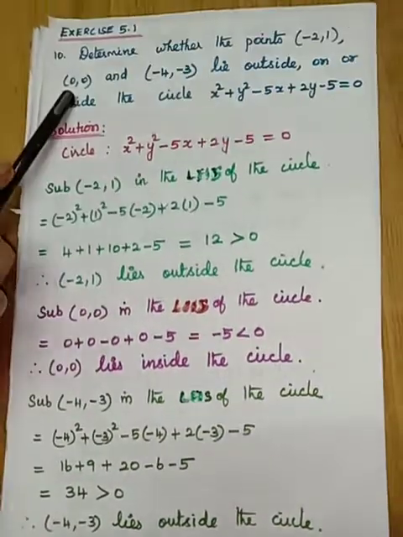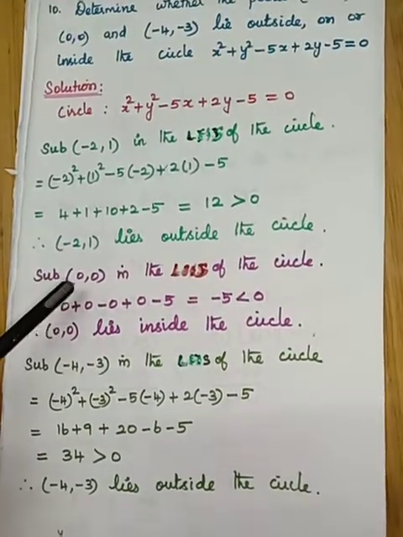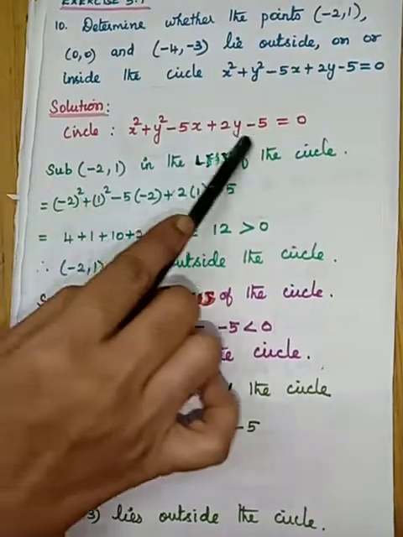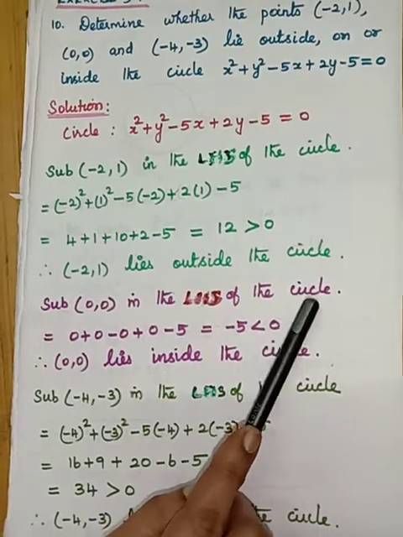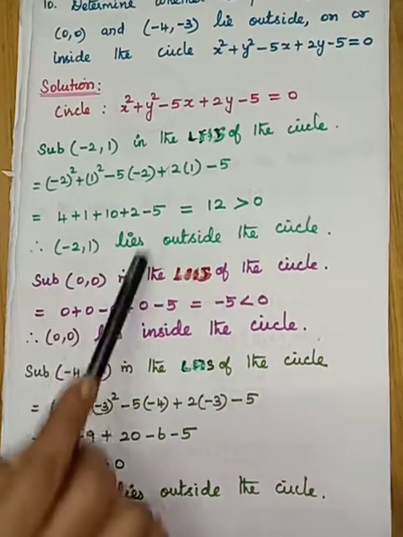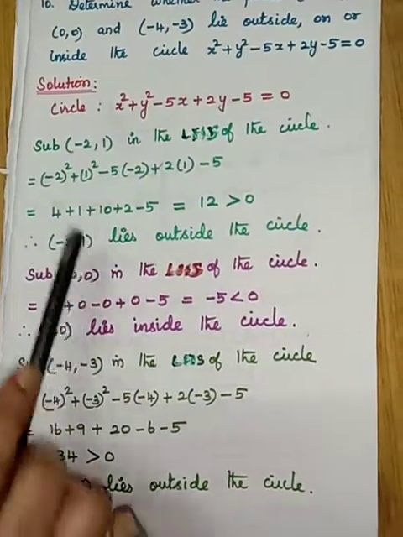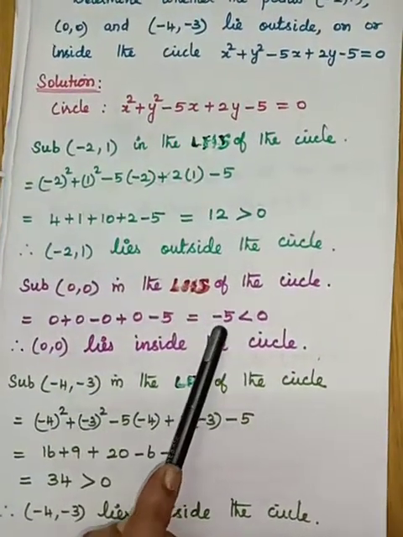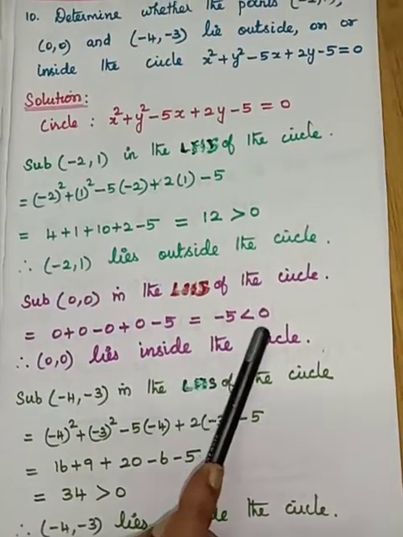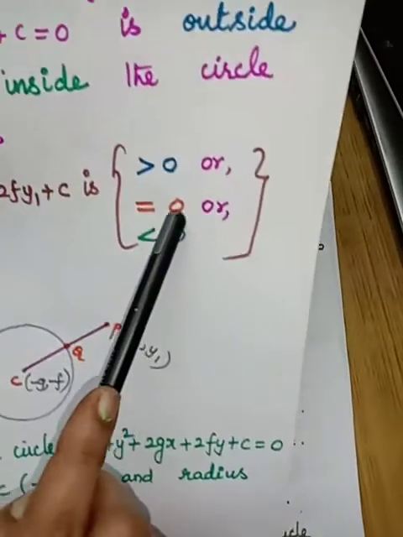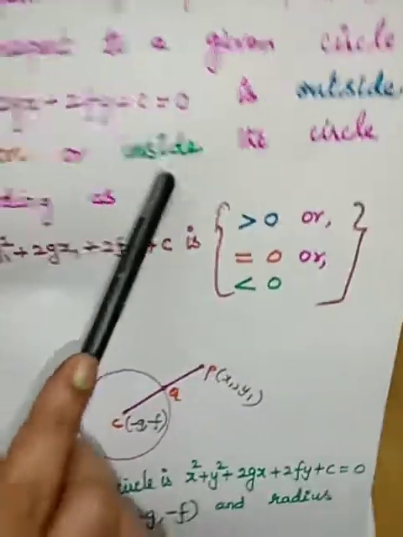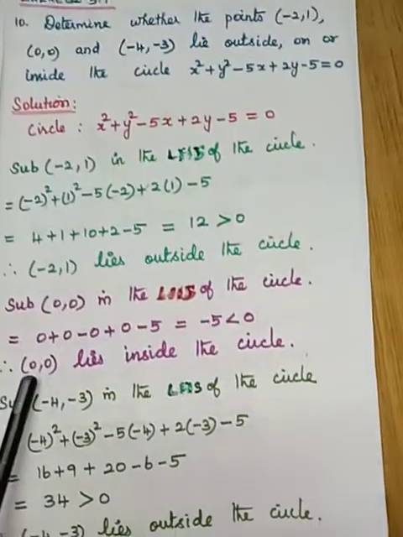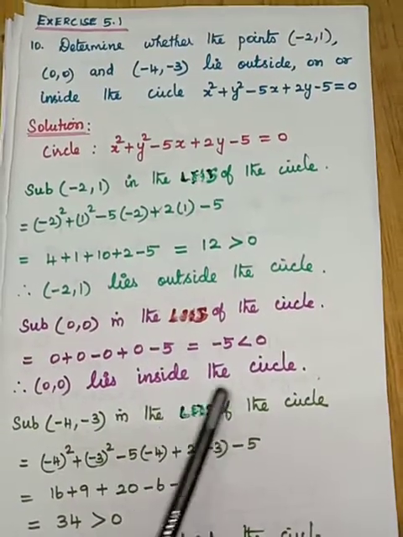Take the second point. This point has to be substituted only in the left side of the circle equation. While you are substituting, x and y are 0, so you will get the answer as minus 5. How is your minus 5? It is less than 0. If it is less than 0, what does it mean? The point lies inside the circle. So therefore 0 comma 0 lies inside the circle.